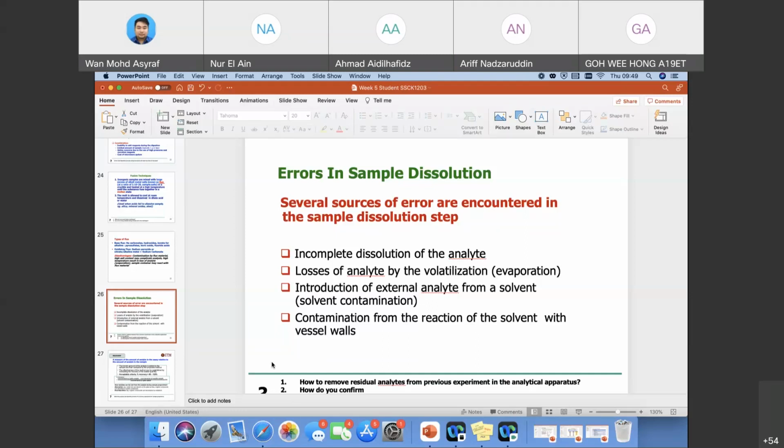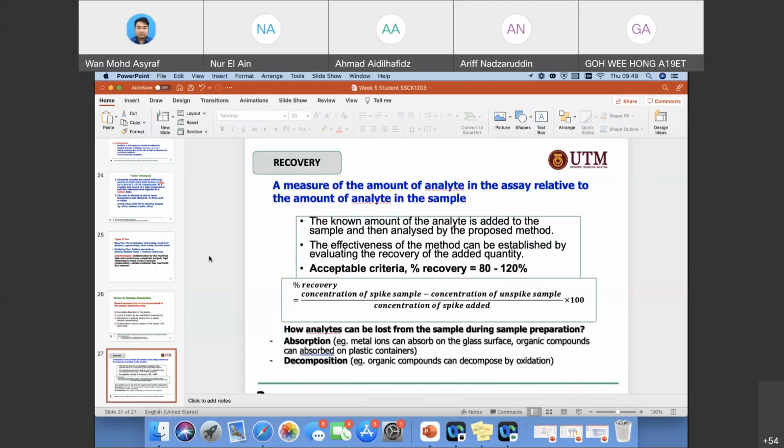Some solvents will react with the vessel wall as well, which could introduce interferences inside your analysis. All right, so the last slide is for the recovery.